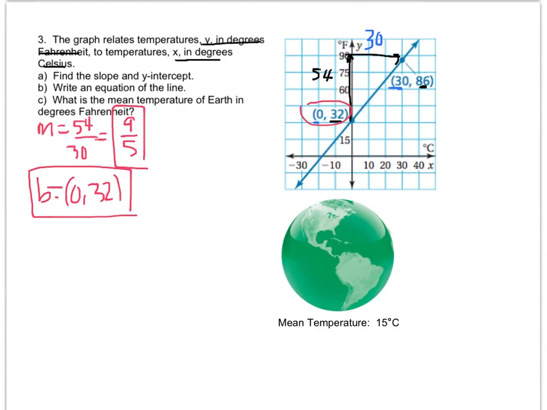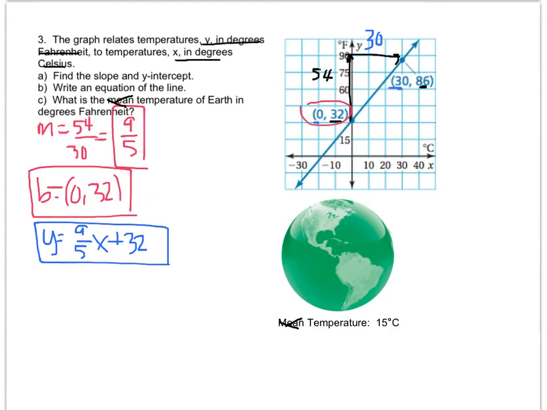All right, write an equation of the line. Well, I have all the information. Now I just have to plug it in. y equals 9/5 x plus 32. That's letter B. And letter C, what is the mean temperature of Earth in degrees Fahrenheit? Don't forget about the fact that it says mean. They're just saying the temperature isn't the same every day, so the average daily temperature is 15 Celsius.